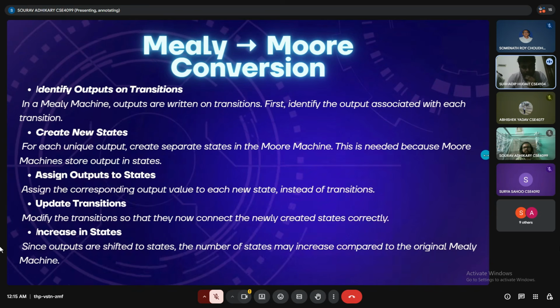Mealy machine to Moore machine conversion. Finally, if we need stability, we convert the Mealy machine to a Moore machine. The process is straightforward. We identify the outputs on the transitions and pull them into the states themselves. This usually increases the state count, but it synchronizes the output with the clock by creating a new state for each unique output and updating the transitions. We trade a bit of speed and hardware space for a much more stable, glitch-free system.